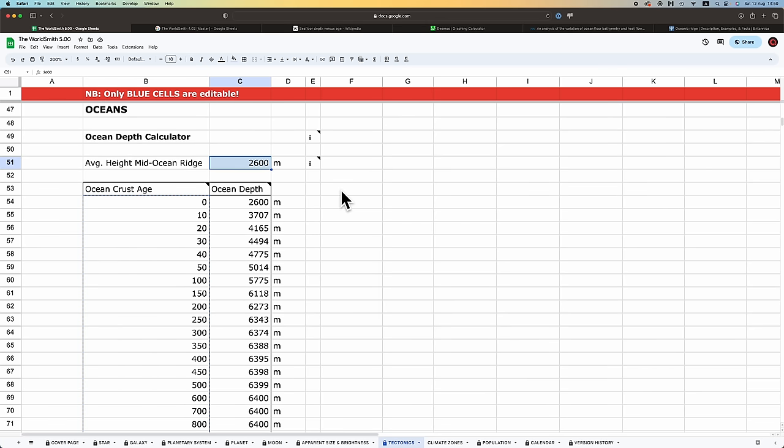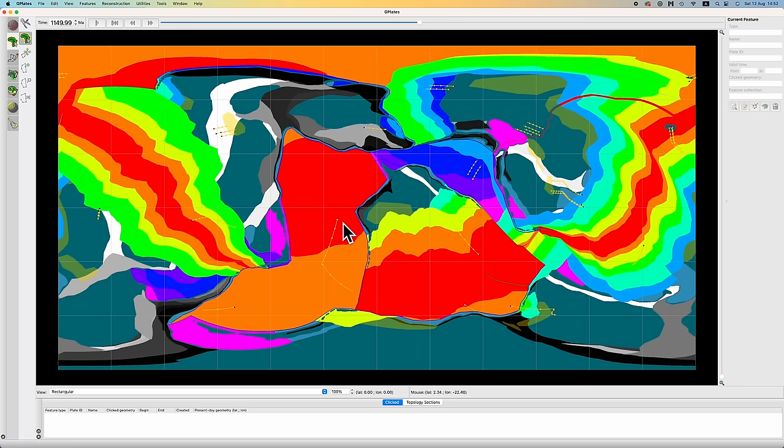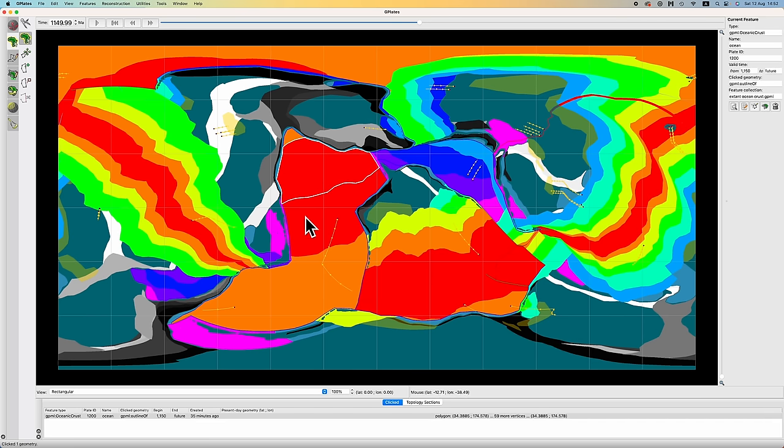And then it auto-populates this big old table here with the crustal age in millions of years and the ocean depth. And if you've been following along with the whole GPlates thing and you've done your own GPlates project, this is now super useful information to know. So, for example, if we pop back into GPlates and turn on our ocean crust layer, we know that any red sections of ocean, like this one for example, indicate ocean crust that is between 0 million years old, i.e. crust at the mid-ocean ridge, and 50 million years old.